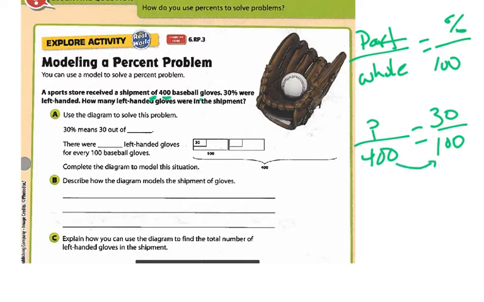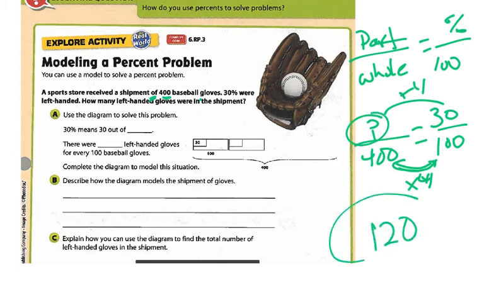How do I get from 400 to 100? Or how do I get from 100 to 400, I should say? I would have to multiply by 4. That means that 30 times 4 is going to give us our part. I already did that for you, and we know it's 120. Okay, so that's how we could use part over whole for that one.